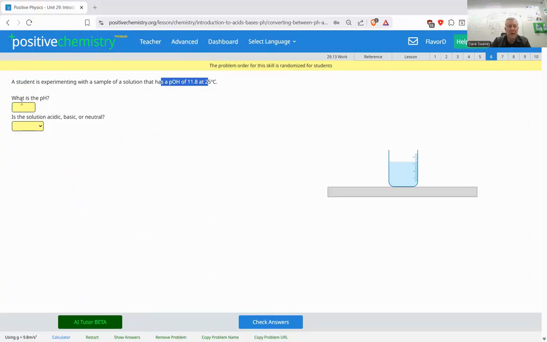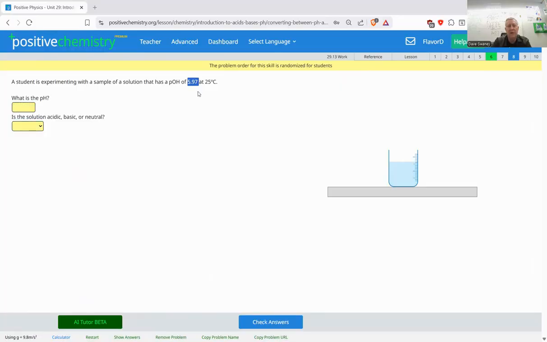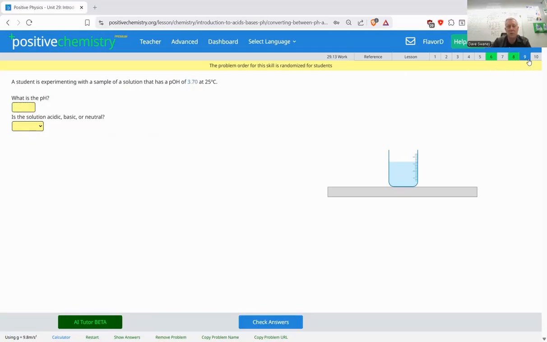pOH of 11.8. What is pH? It's 14 minus whatever you just said. So that is 2.2. And pH is 2.2. So that is way under 7. So that is acidic. pOH, 14 minus that is 8.03. And the pH is over 7, which means it is basic. How did I get the 8.03? 14 minus that. These are all very similar. Let's go on.